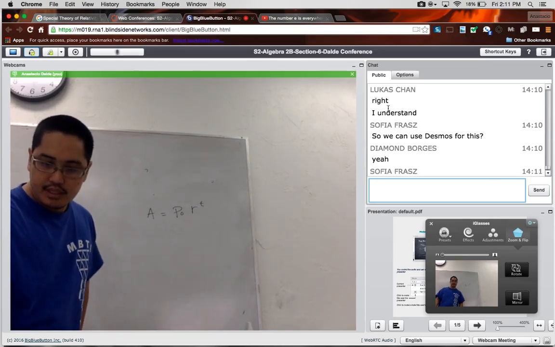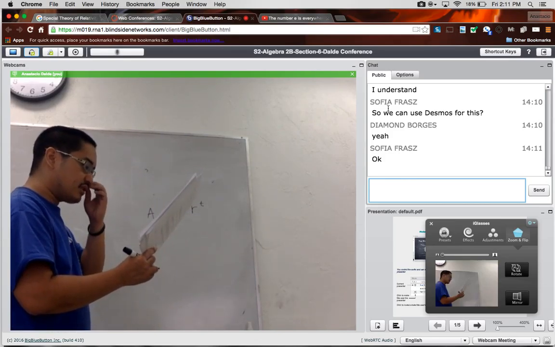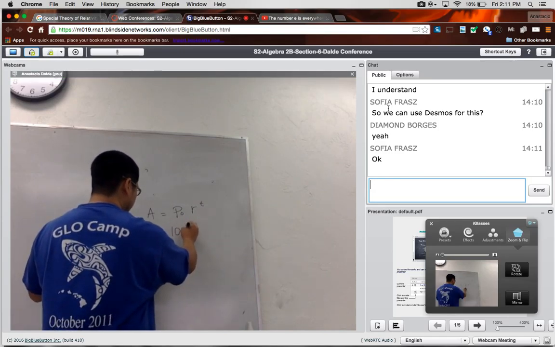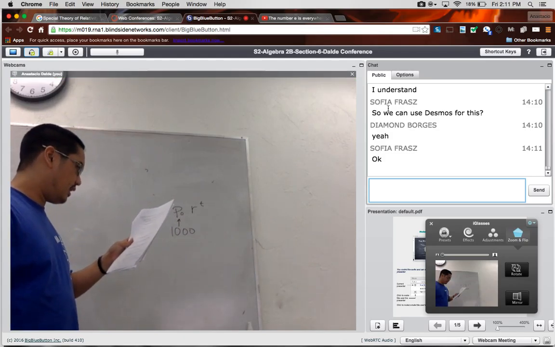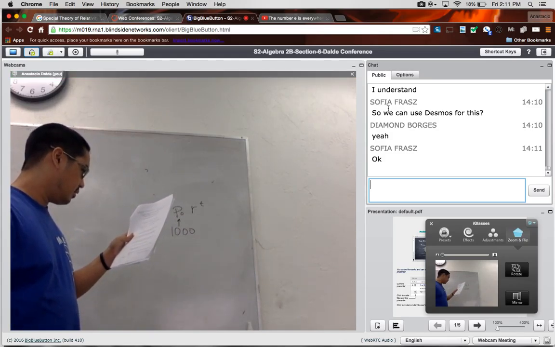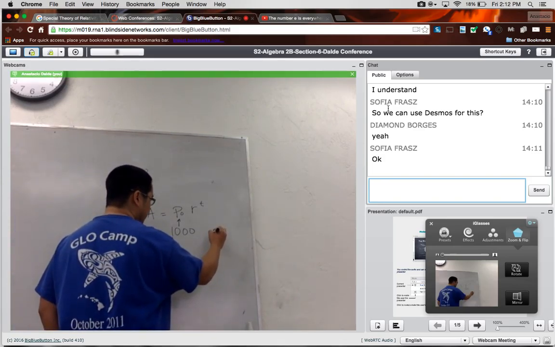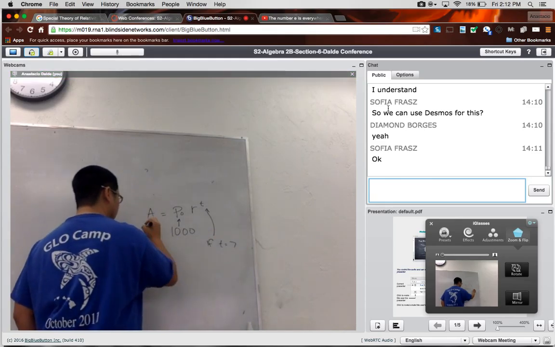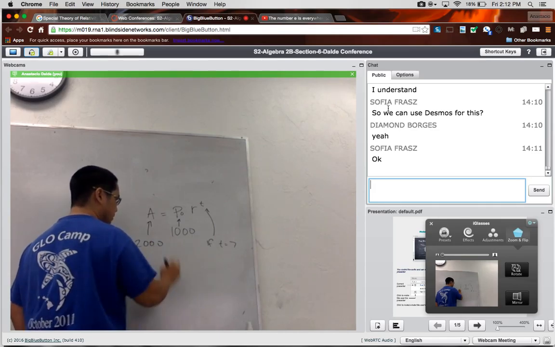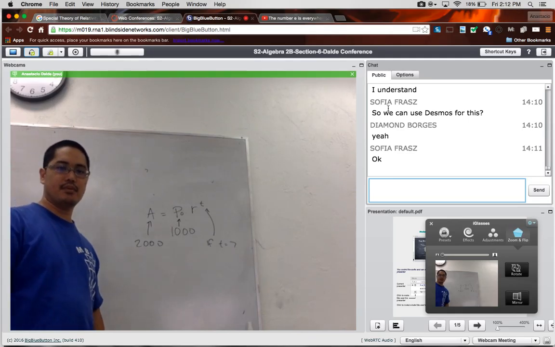Now, this problem says, this is like number 6, I think: suppose that you have $1,000. So your principal amount was $1,000. Got it? And then in 7 years, that thing doubles. So if t equals 7, then A is equal to $2,000. What is your r value? What is your rate?